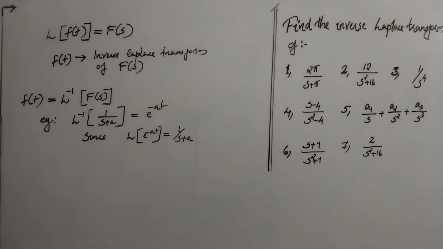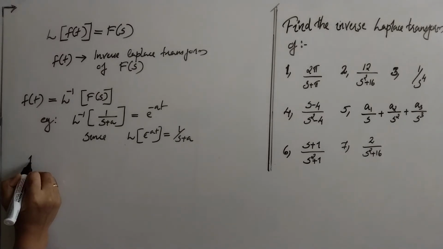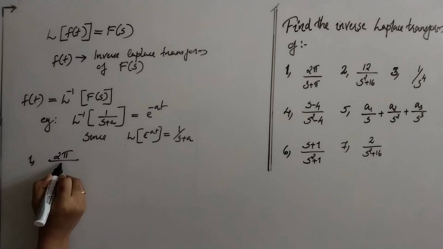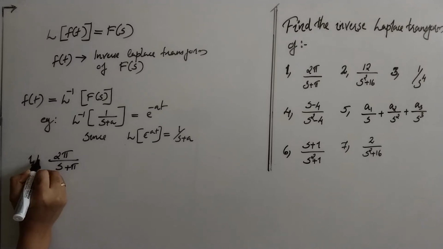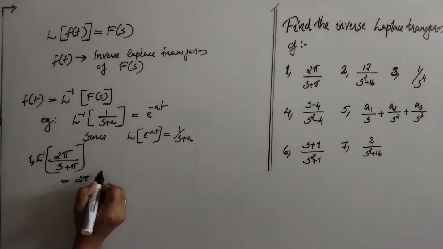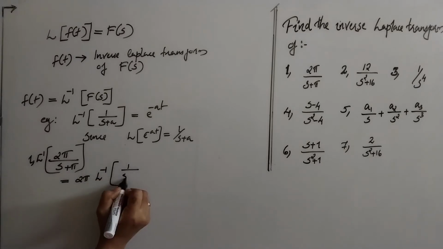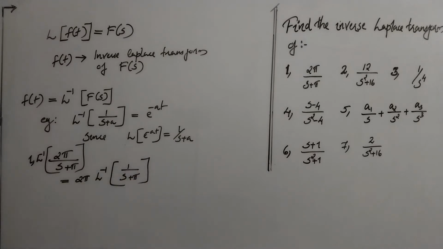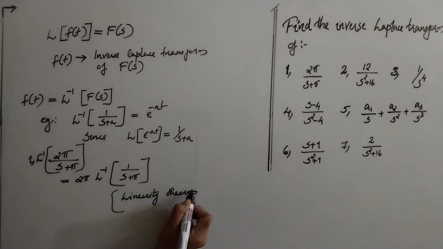And the first problem is 2 pi divided by s plus pi, that is L inverse of 2 pi divided by s plus pi. Here I can take 2 pi outside, that is 2 pi into L inverse of 1 by s plus pi, since the linearity of the inverse Laplace transform. Using linearity theorem, we can take 2 pi outside.